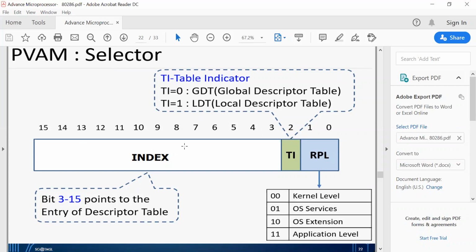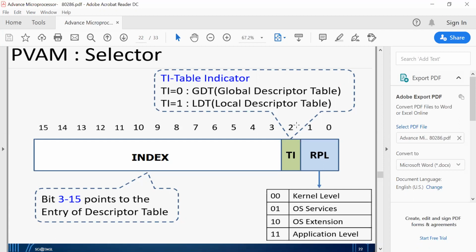And what is the use of this one? This selects the descriptor entry in the descriptor table. Right now, I will discuss these two things: what is the global descriptor table and the local descriptor table? Every descriptor required by a task is either in a local descriptor table or in a global descriptor table.